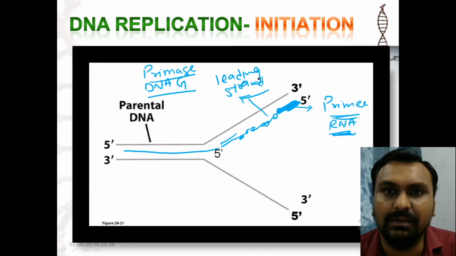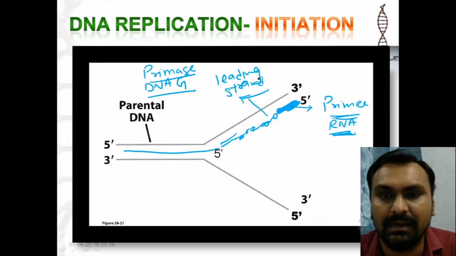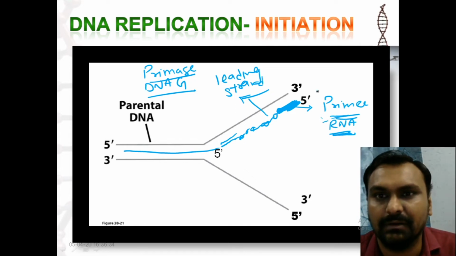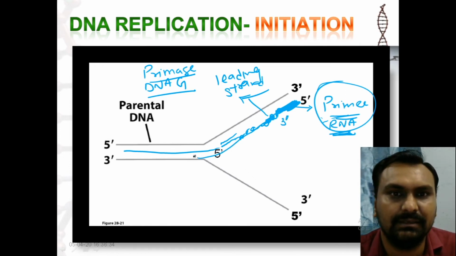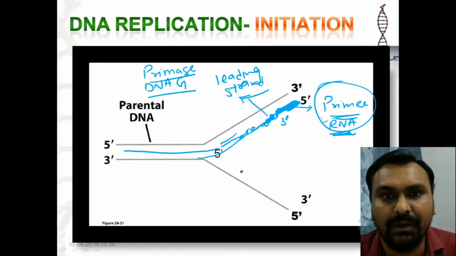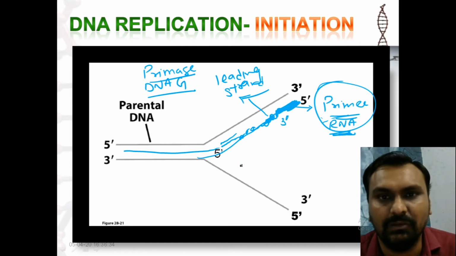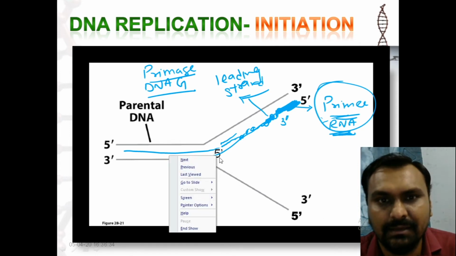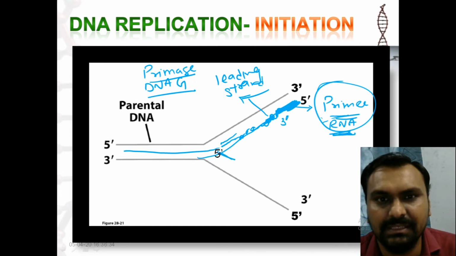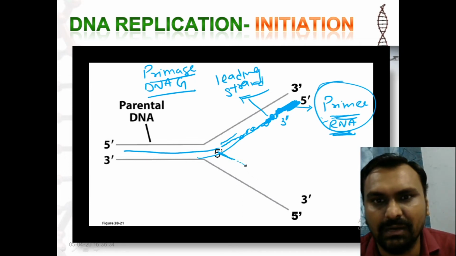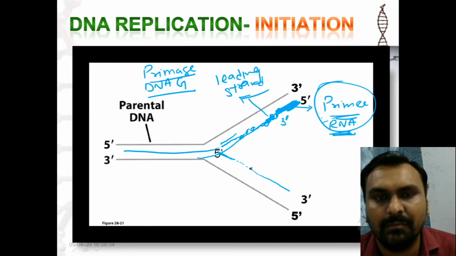But it has one condition: it cannot add nucleotides directly, so it requires the primer. Once the primer is added, it has a 3' hydroxyl group, nucleotides are added, and then it is continuous. But what will happen to the other side? You can see here a primer is added with the help of primase enzyme DNA G, and nucleotides are added.